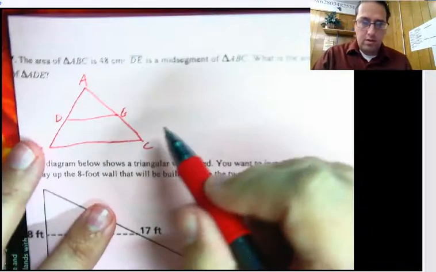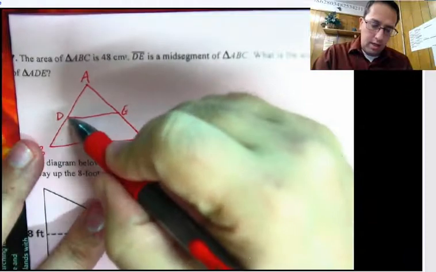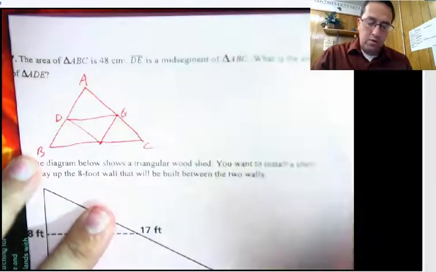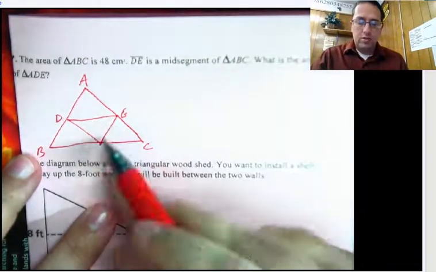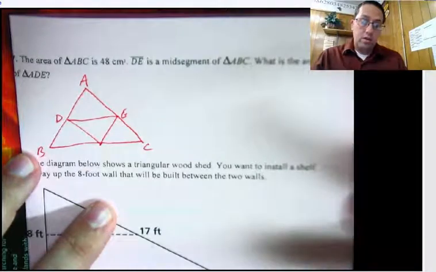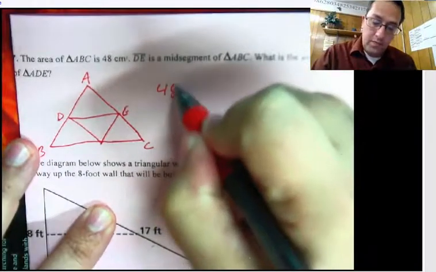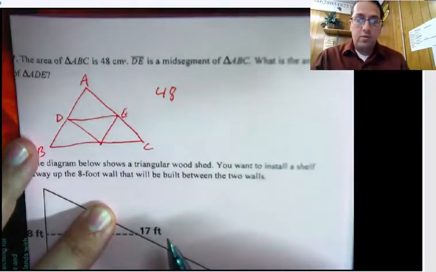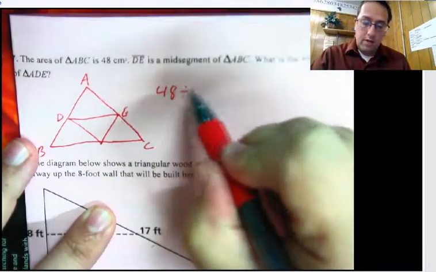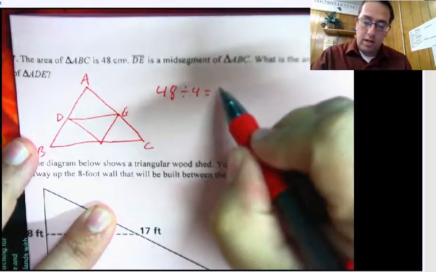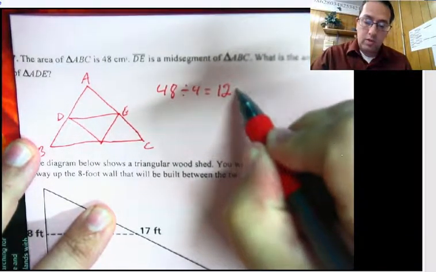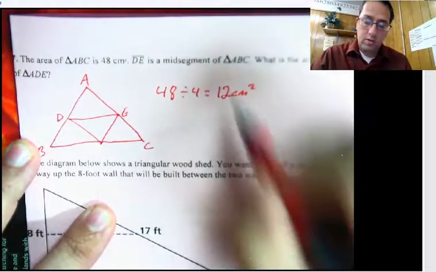So how does that help us with this? Well, if the area for the entire thing is 48, and it's made up of these four congruent triangles, that means that each of these four triangles, since they're congruent, have the same area. So I can just take this 48 centimeters squared that I have for the whole thing and divide it by 4. And so the area of triangle ADE is 12 centimeters squared.